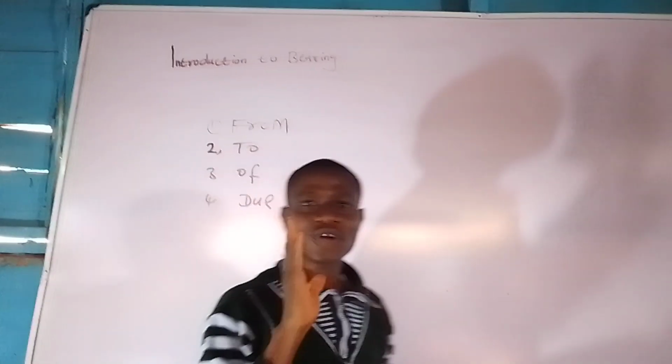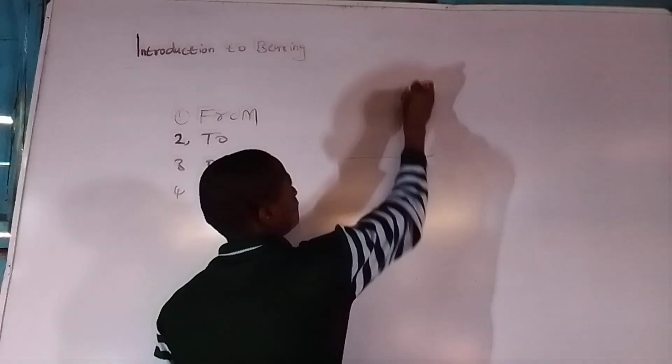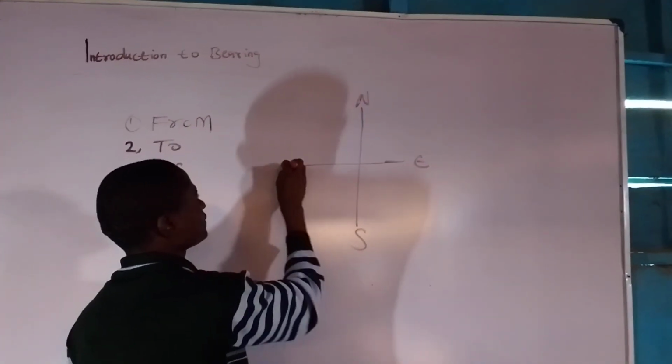In bearing, we have 4 cardinal points. We draw something like this. This is the north, this is the east, this is the south, this is the west.